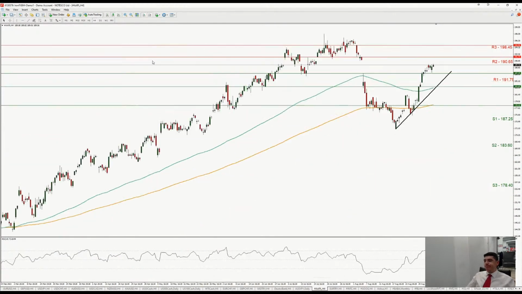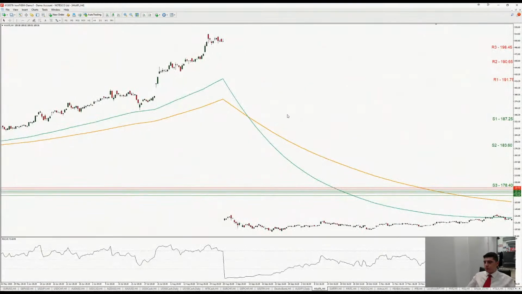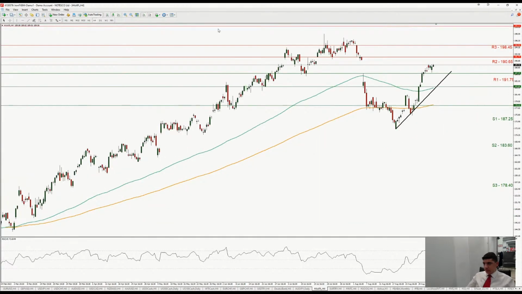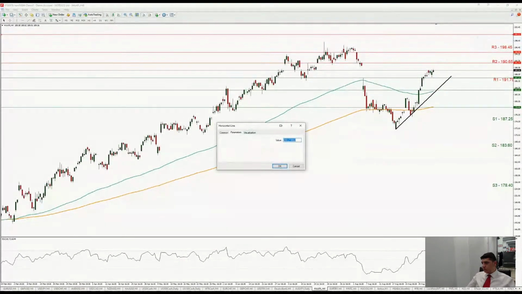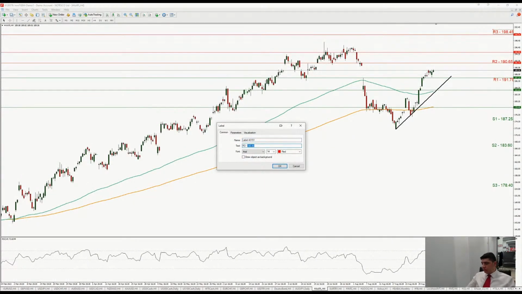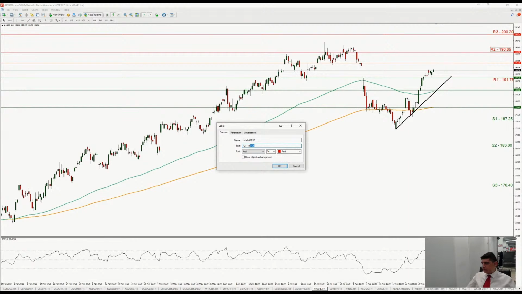And then for R3. $200.20 figure. It's a big figure as well, near the 200 level. Therefore, we're anticipating perhaps some resistance at this point. $194.90.